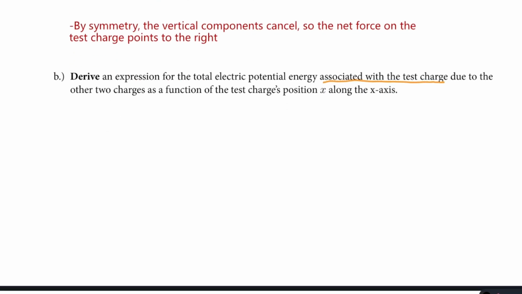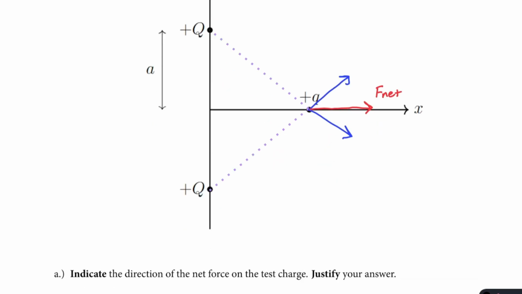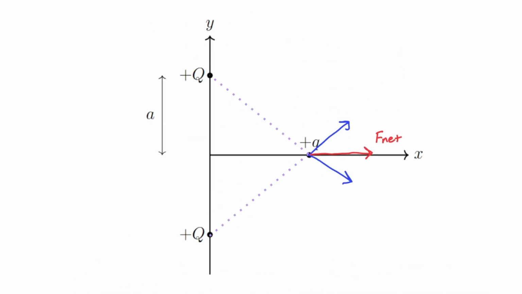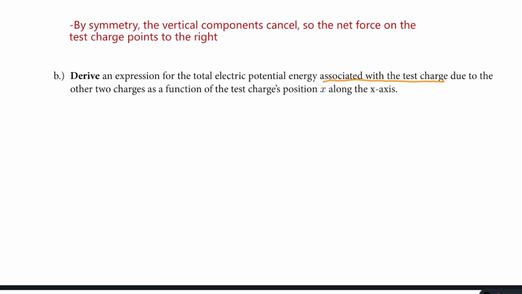So, well, there's only 2 pairings I could make for the test charge. And they're going to be either with the top or with the bottom. And by symmetry, we know they're going to be the same. So I'm going to call this U total associated with the test charge. And again, a test charge doesn't have potential energy, but we're looking at the energy between the test charge and the 2 others. We just don't care about that internal big Q interaction.